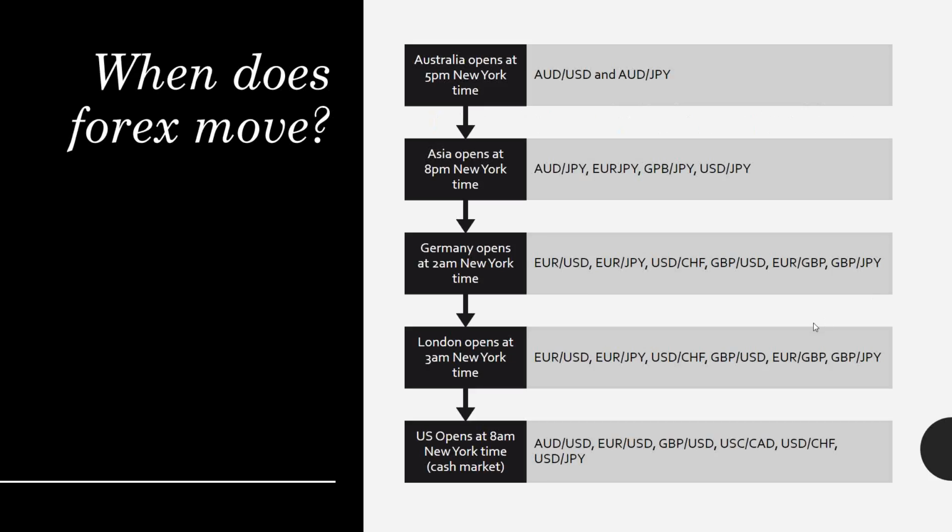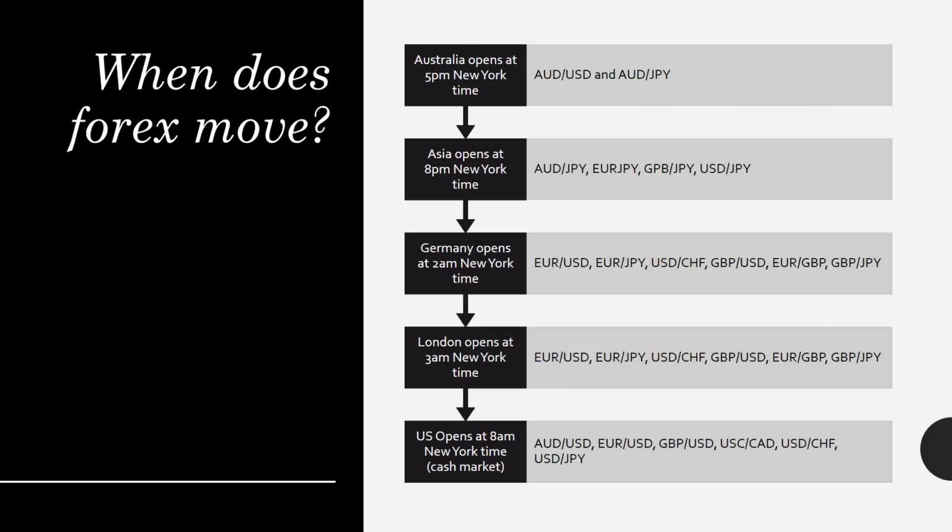Now, when does Forex move? Well, it depends on the currency that you're trading. For example, Australia opens at 5 p.m. New York time. Then the binaries kick in at 6 p.m. Well, you could trade the Aussie dollar or you could trade the Aussie yen. Then Asia opens at 8 p.m. You could trade the Aussie yen, the Euro yen, the British pound yen, or the USD JPY.